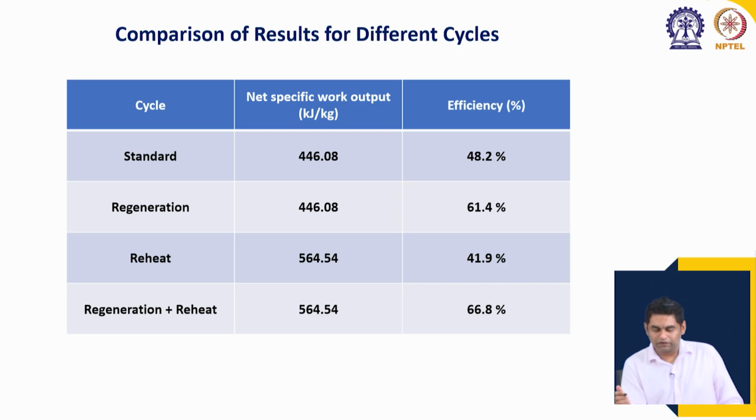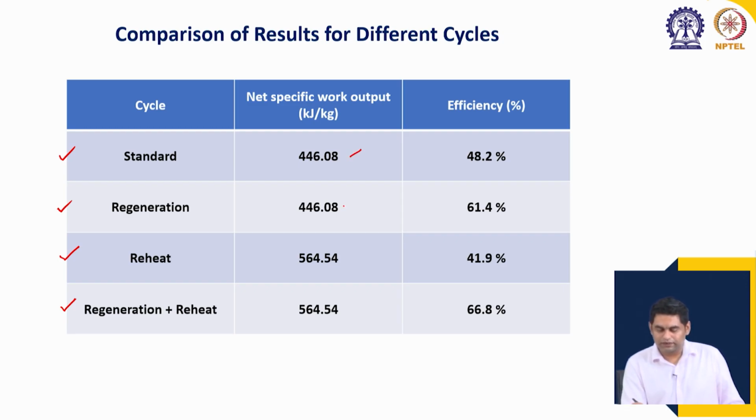So, based on our calculations, if I want to compare the results for standard cycle, regeneration cycle, reheat cycle and combined regeneration and reheat cycle, we have found that for the given condition, temperature is 300 Kelvin at the inlet, pressure ratio R is 10 and temperature at the turbine inlet is 1500 Kelvin.